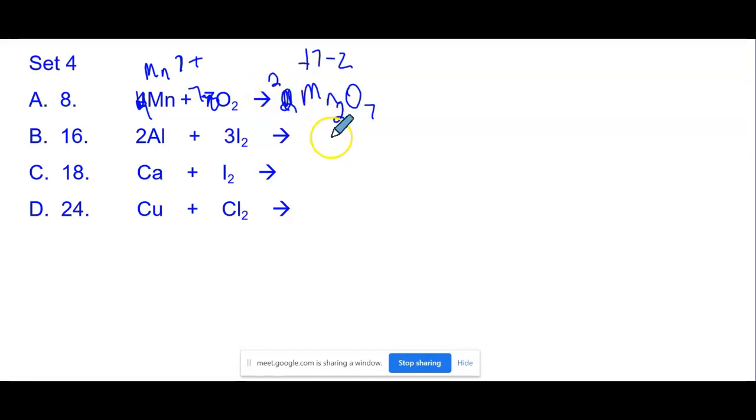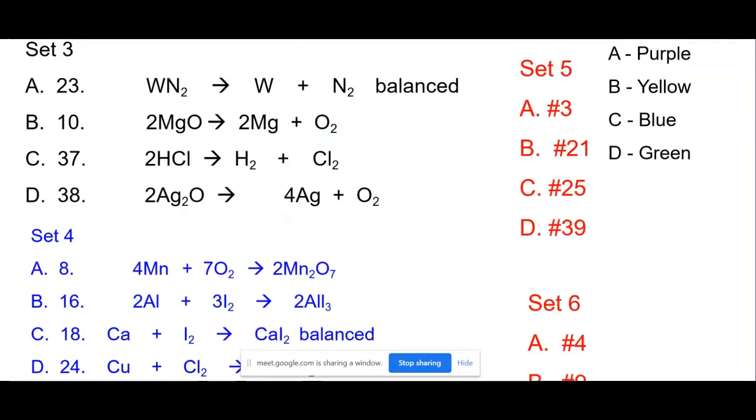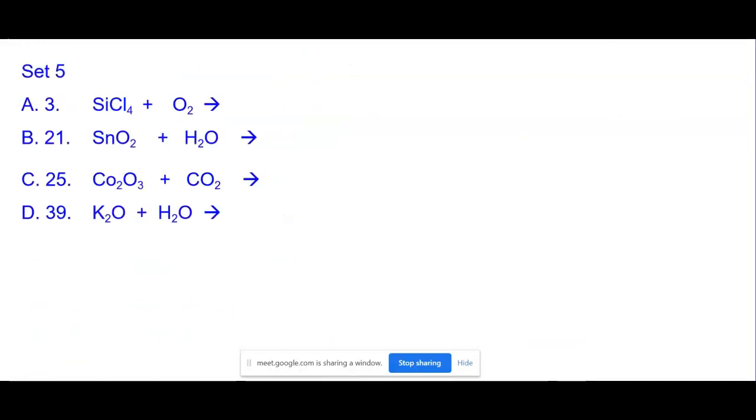Okay, so yeah, perfect. And you can always ask for help or questions as you're going. So let's look at set. So there's the answers for 3 and 4. And then here's set 5.